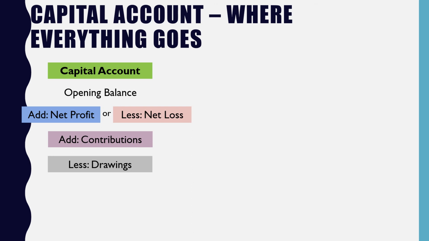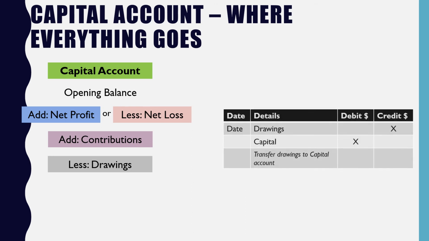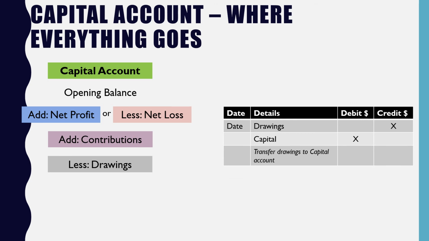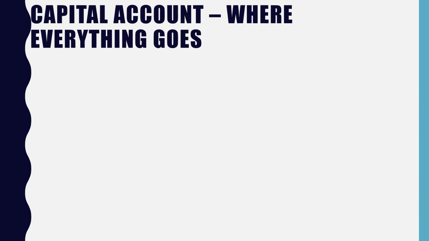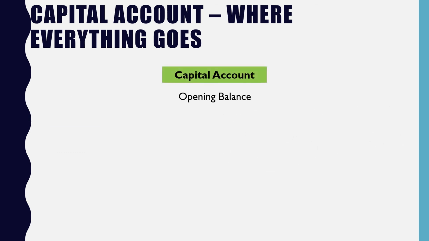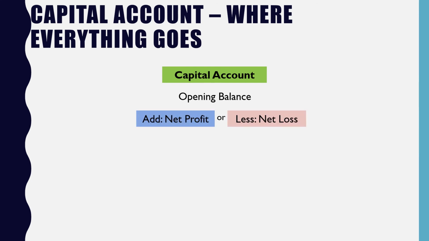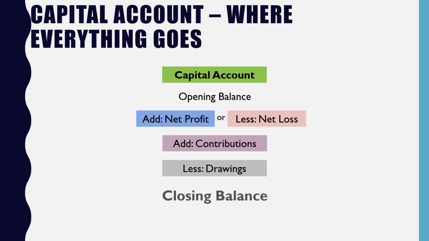The owner might also have made some drawings, which would reduce the capital account balance. In this case, we would have taken up the entry to transfer the drawings amount to the capital account by crediting drawings and debiting capital account. To calculate the closing balance, we take the opening balance, add net profits or less net losses, add contributions, less drawings, and this will give us the closing balance of the capital account as at the end of a period.